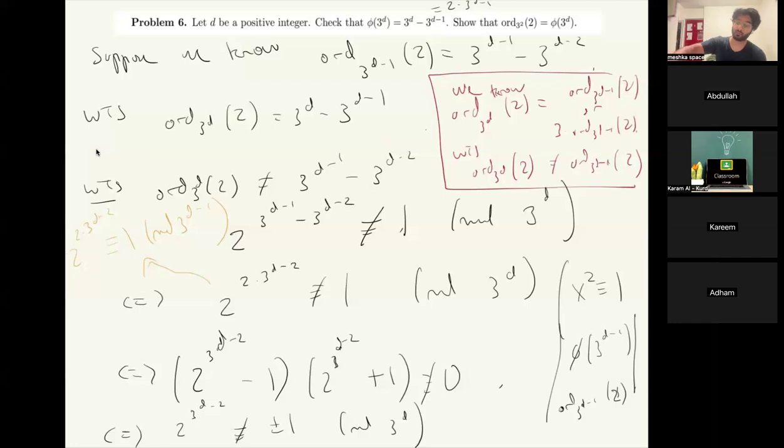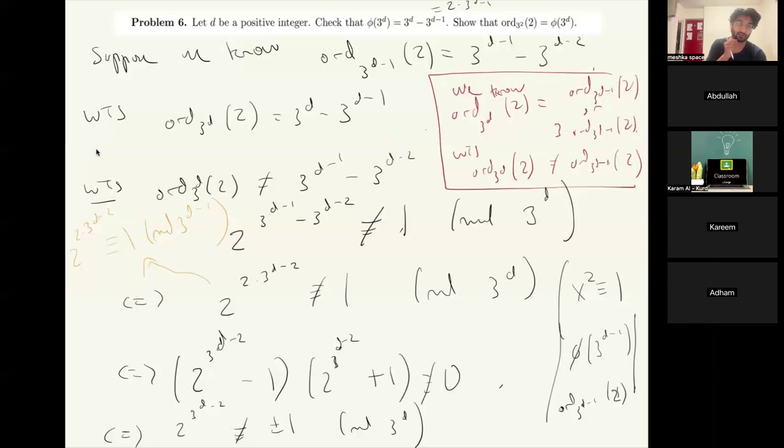We know that when we go from 3 to the d to 3 to the d plus 1, the order function either stays the same or multiplies by 3. We don't know which one. We need to show that it multiplies by 3. No, I'm not talking about the order function. I'm talking about the Euler function. We know that it gets multiplied by 3, right? Yes.